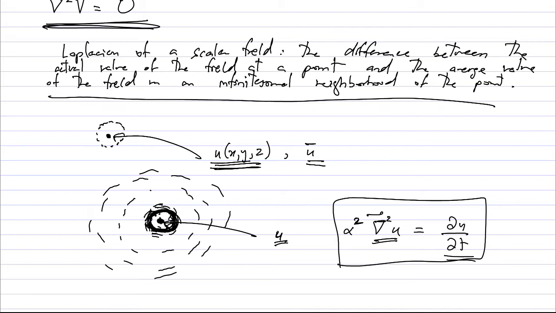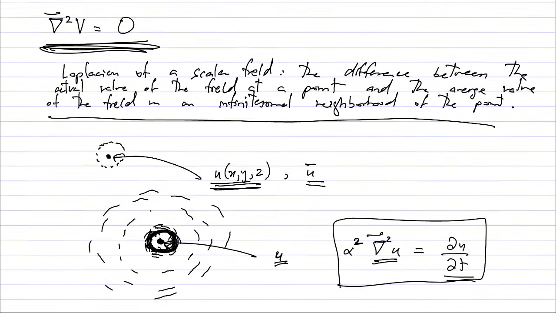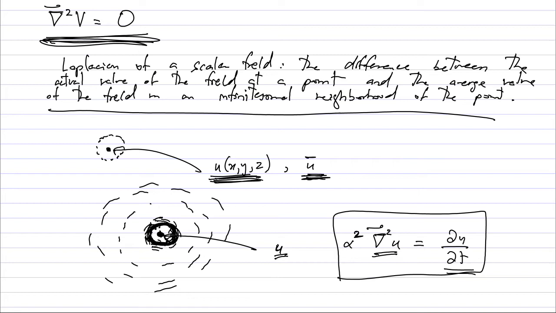Similarly, in electrostatics, if you're talking about the source free region, this is true. When you have a source, when you have a charge, then this is true. Essentially, if there is no charge, it turns out that this U bar is going to be equal to U. But if there is charge, then of course the charge itself will cause a difference to appear between these two quantities. Here, of course, U will just be equal to the electric potential.